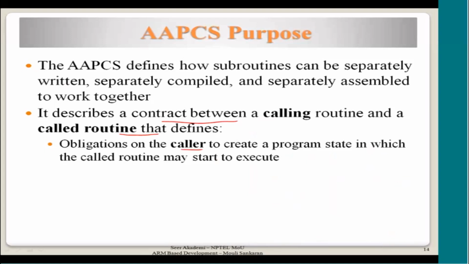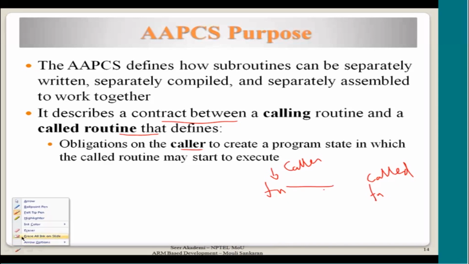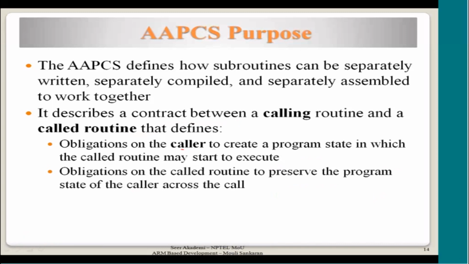Obligation on the caller. Who is the caller? Who is calling this function? This is the called function, and this is the caller, who is using the function. So there should be some contract between these two. The obligation on the caller is to create a program state in which the called routine may start to execute. The obligation on the called routine is to preserve the program state of the caller across the call.